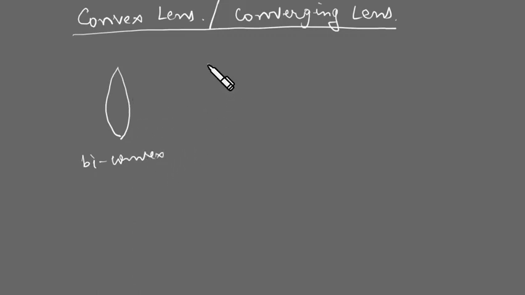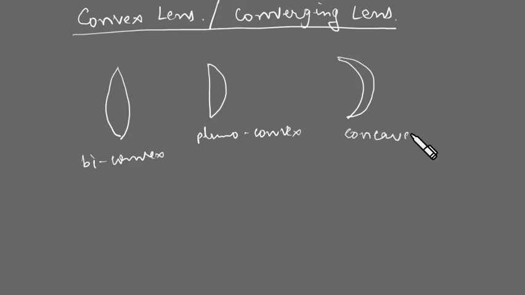Then there can be a lens whose one surface is plane and another surface is spherical. Such a lens is called the plano-convex lens. And then there can be a lens whose one surface is concave and the other surface is convex, just like the moon, half moon rather. Such a lens is called the concavo-convex lens. So biconvex, plano-convex, concavo-convex. There can be three types of convex lenses.